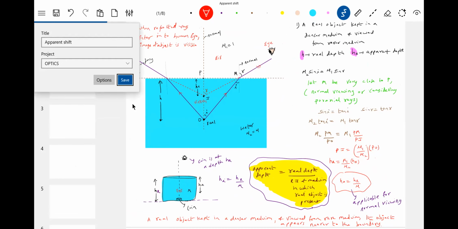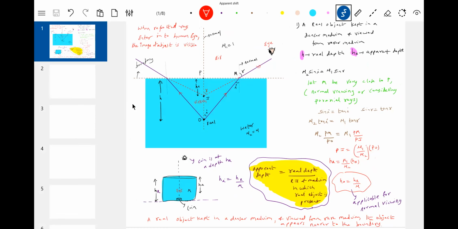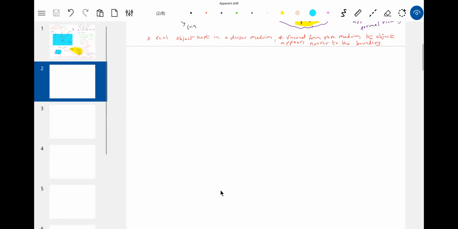So what all we are discussing is for normal viewing. This is a boundary, or what you can call interface. What is a boundary? The one which separates one medium from another medium, air and water. So this will be the boundary. And the perpendicular I drop to the boundary will become the normal. Here is where I applied Snell's law. Okay, now we'll take the next condition.